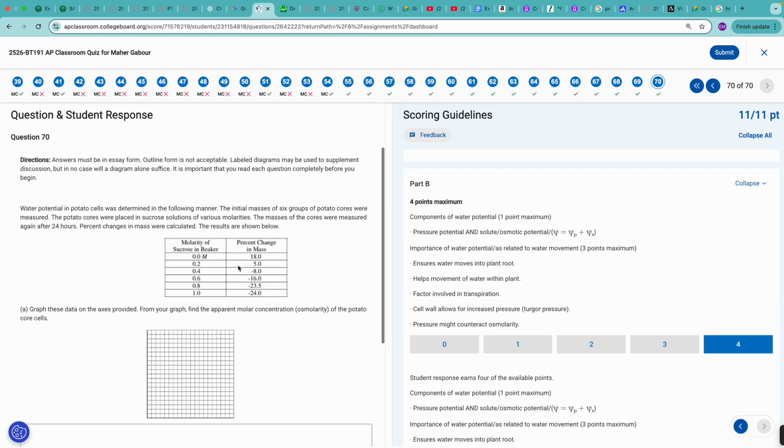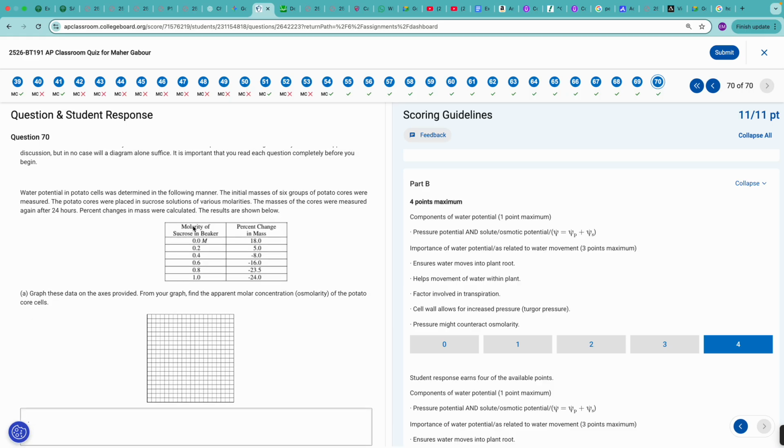Water potential in potato cells was determined in the following manner. The initial masses of 6 groups of potato cores were measured. The potato cores were placed in sucrose solutions of various molarities. The masses of the cores were measured again after 24 hours. Percent changes in mass were calculated. Hear what I'm saying: percent changes in mass were calculated.